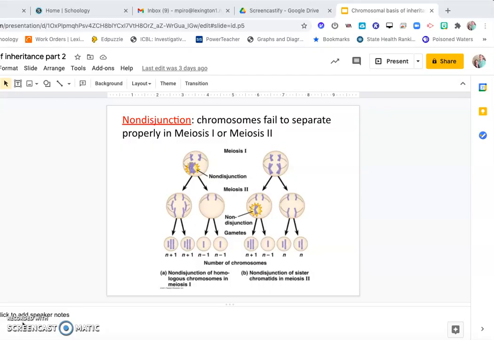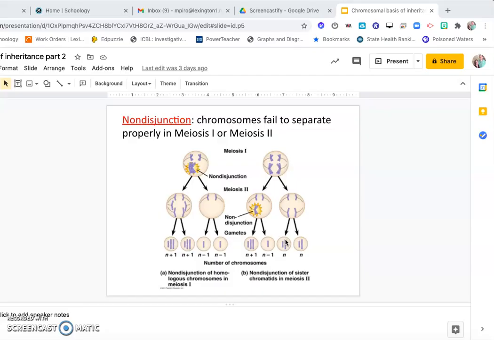All right, the results of non-disjunction are going to be monosomy or trisomy, or sometimes even more than that. So you can see in this picture, these cells down here have trisomy, and this one. These are monosomy, they're missing a chromosome. So for humans, this would be 47. This would be 45. Over here, again, 47, 45, but these would be normal and healthy at 46. And so that's the result: extra chromosomes or not enough chromosomes.